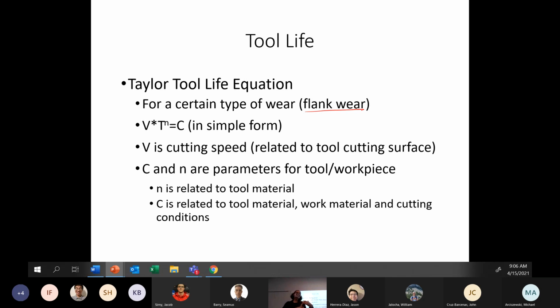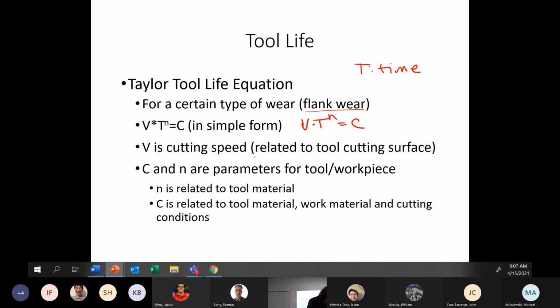We have time, so the longer the time to machine, the higher the cost, but tool life has a cost as well. So in the simplest form, we're looking at V times T to the N is equal to C. The weird thing is that T, capital T, is time. We're used to seeing time as small t, but here this is capital T. C and N are parameters for the tool and workpiece, and then V is the cutting speed.